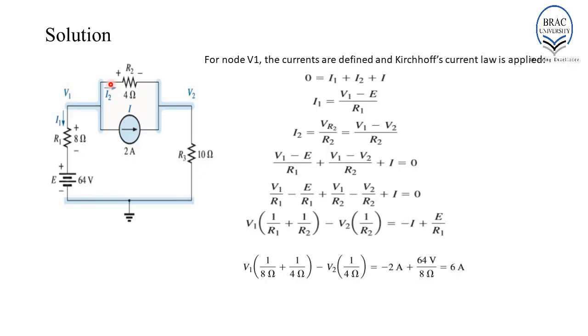I2 is the current flowing through R2. The voltage at this terminal of R2 is V1 and the voltage at this terminal of R2 is V2. So the potential drop across R2 is V1 minus V2. Hence, the current flowing through R2 will be equal to (V1 minus V2) divided by 4, which is shown over here. I is the current which is indicated by the independent current source. Hence, if we substitute the values of I1, I2 and I in this equation, this is the equation which we will get.